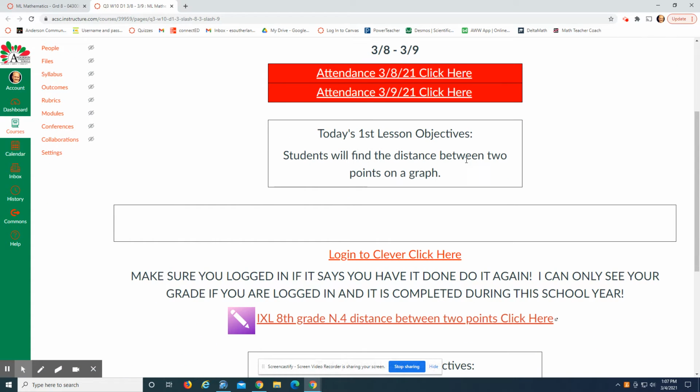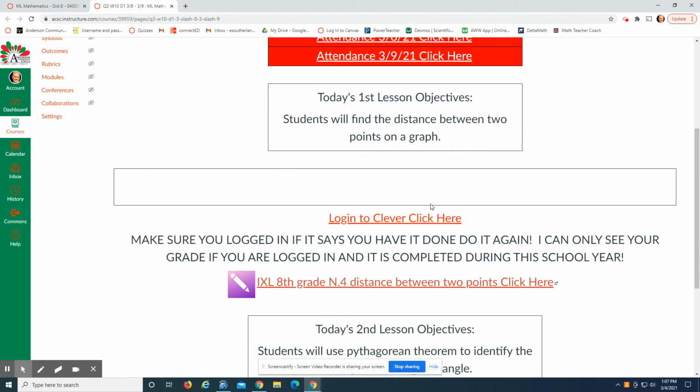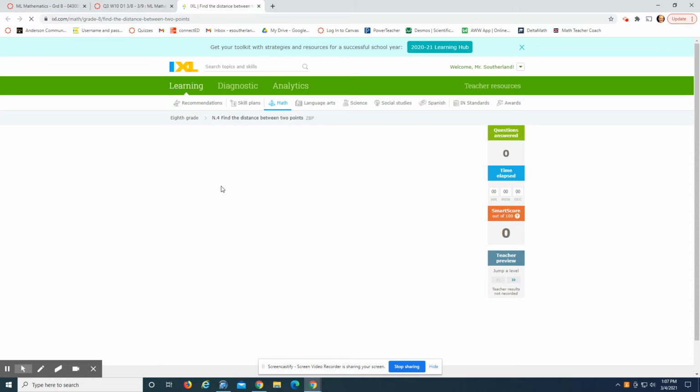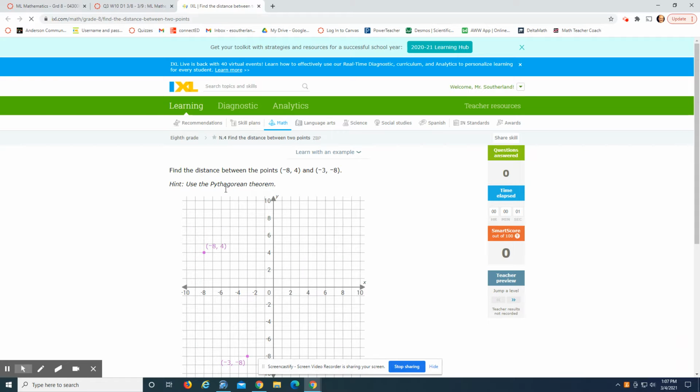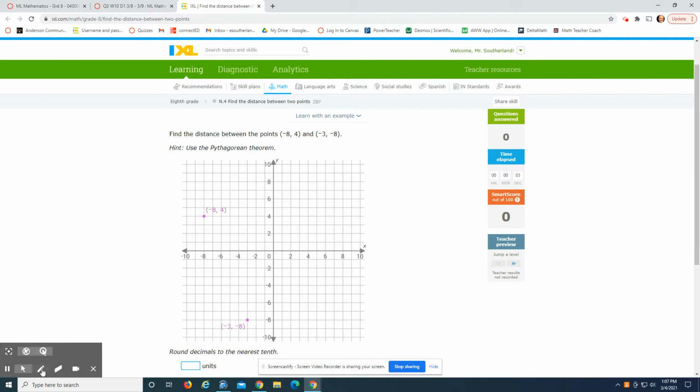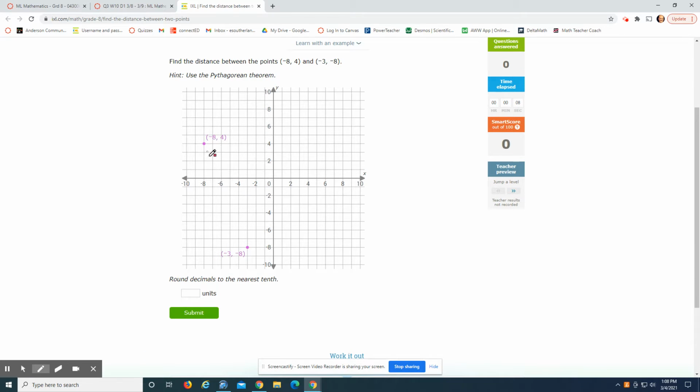Today's goal is students will find the distance between 2 points on a graph. And so if you remember from last week, we started doing Pythagorean theorem, where it was to find the hypotenuse or the missing side of a right triangle. This is honestly the same thing. The only difference is you have to make the right triangle.